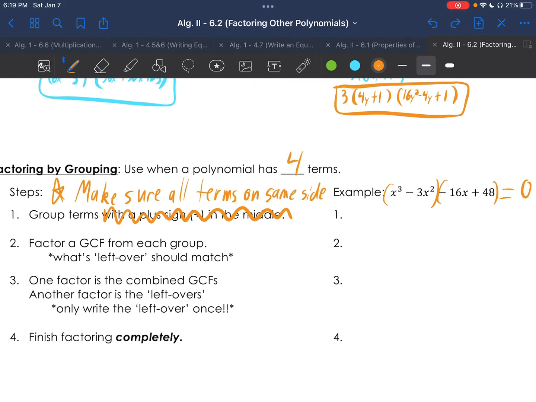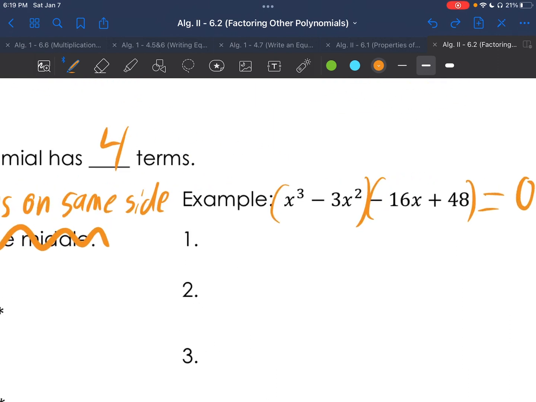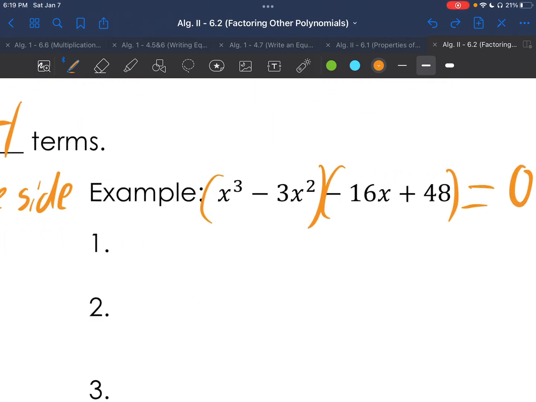Then you factor a GCF from each group. So what's in common between x cubed and 3x squared? Well, x squared. And then we have x minus 3. And then negative 16x plus 48. Remember, we don't want it to start negative, so we take a negative out. And we take a 16 out. And we're left with x minus 3. And that would still equal 0.